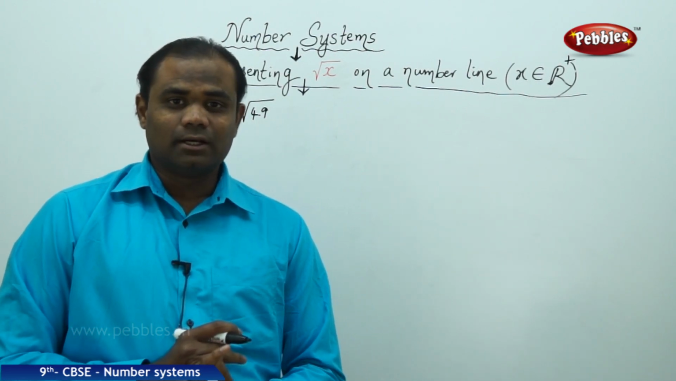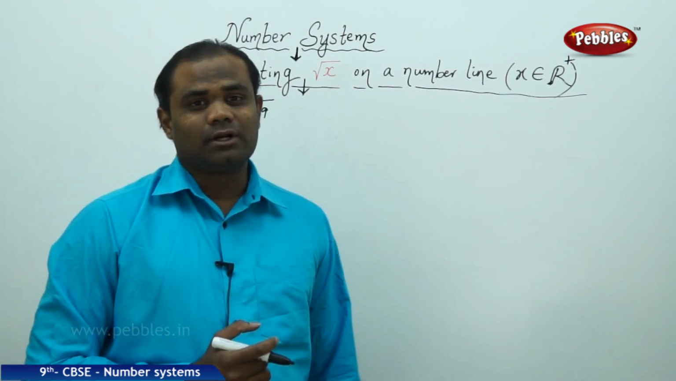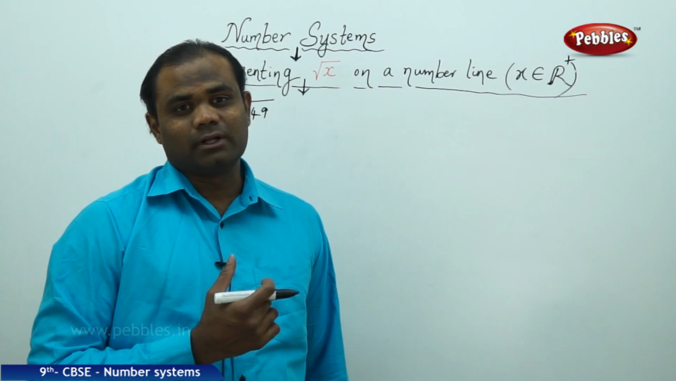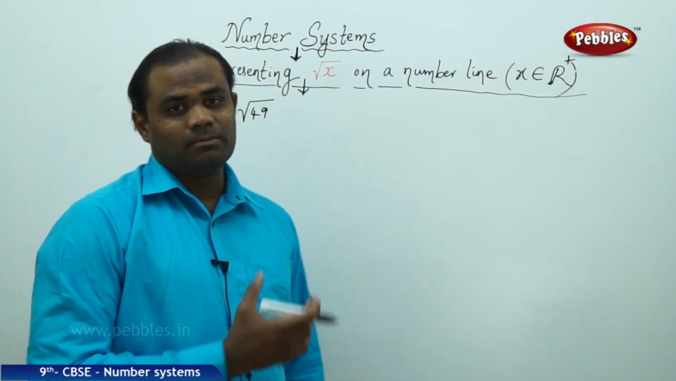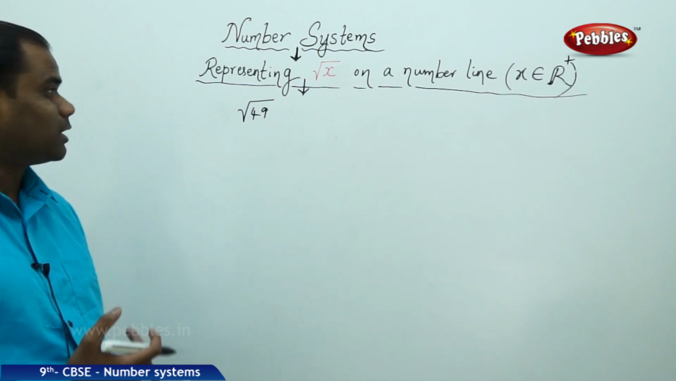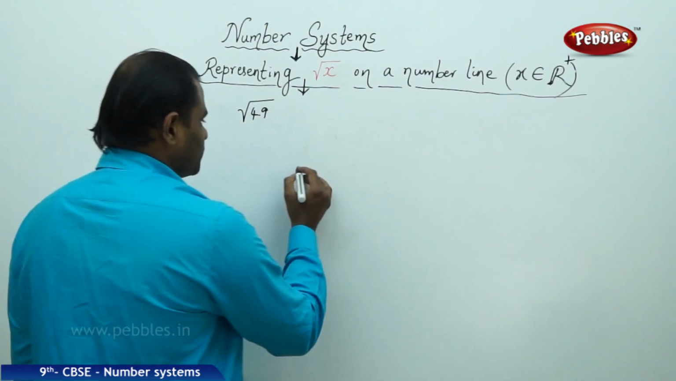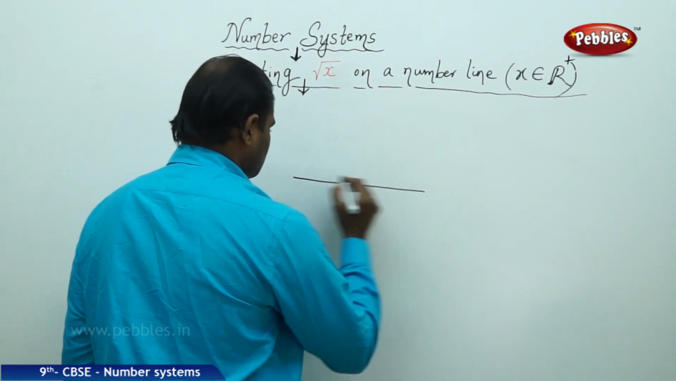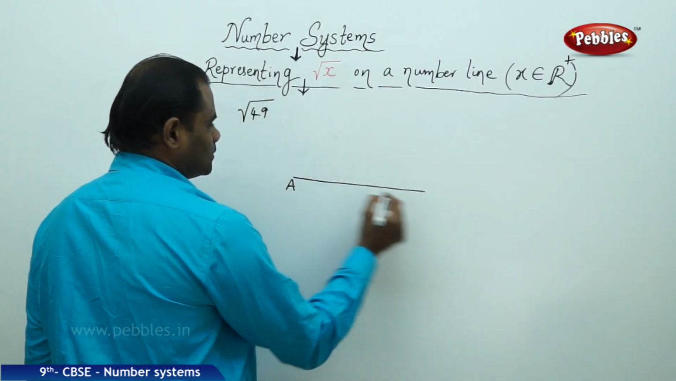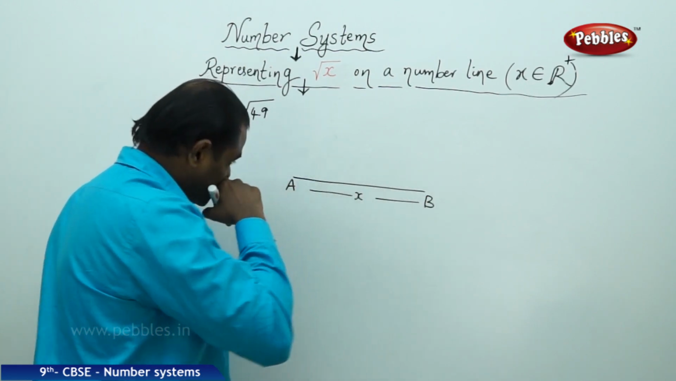Therefore, let's see in today's session how we can represent a root of a real number on a number line. Imagine before this, we need to go through some construction process to understand the representation better. For example, I take this to be the distance AB, which is some x units.